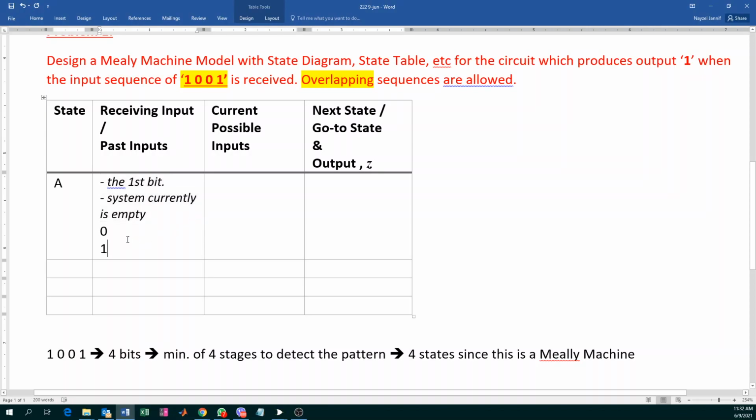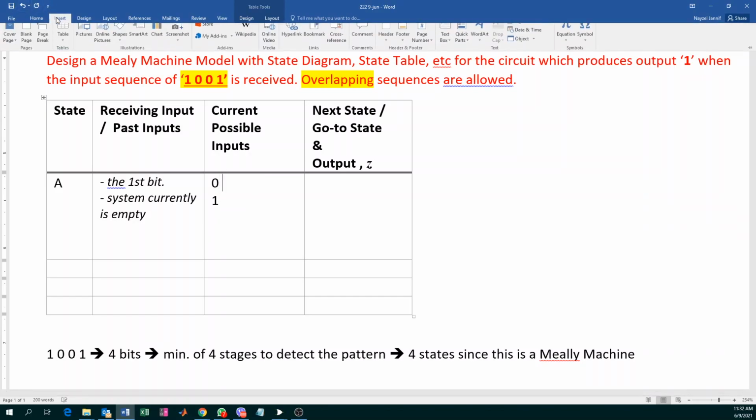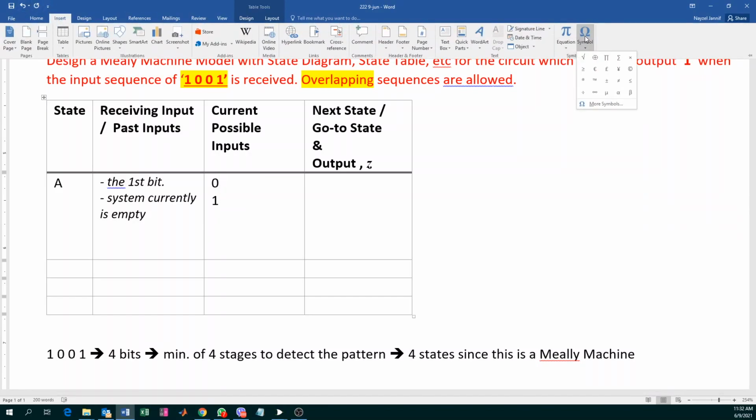Now, what are the receiving inputs, or maybe look at this name here, past inputs? There is no past. So there was nothing here. The 2 current possible inputs that can come in are 0 and 1. So it shouldn't have been there; it should have been here. There are 2 possible inputs.